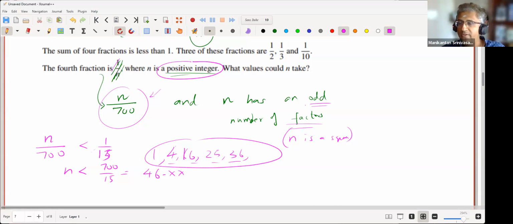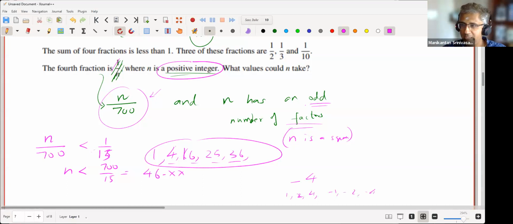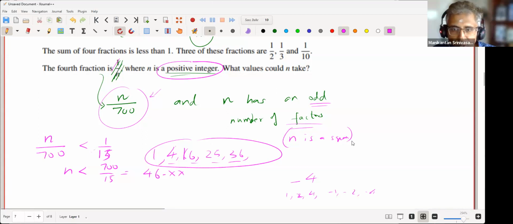Suppose someone asks, how many factors does minus 4 have? Should we just list 1, 2, 4, or should we list -1, -2, -4? All of those become a little questionable. But at least for 0, you can say 0 is a perfect square. That's for sure. Okay, all right, let's move on to another question.